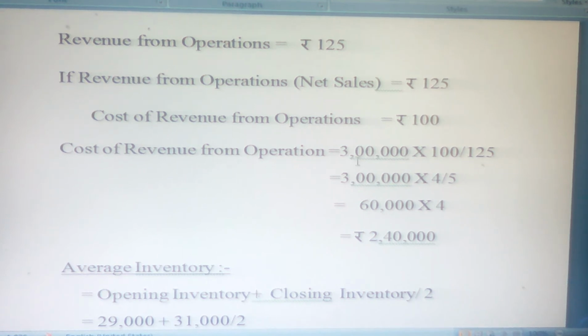So from the information they gave, how to calculate cost of revenue from operations? They gave revenue from operations 3 lakhs. From the 3 lakhs, multiply by 100 divided by 125, then you will get cost of revenue from operations. Simplifying, 3 lakh into 4 by 5. 4 fives are 20, 5 fives are 25. On simplification you get 60,000 into 4, so you get 2,40,000 cost of revenue from operations.